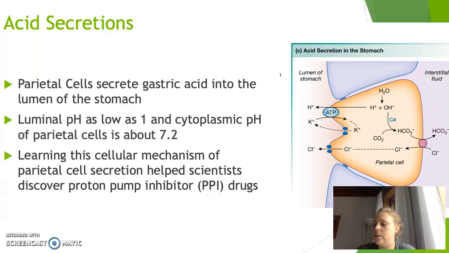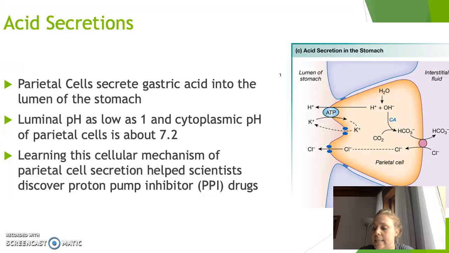So parietal cells, which are deep within the gastric glands, secrete gastric acid into the lumen of the stomach. In fact, acid secretion in the stomach is about 1 to 3 liters per day and can create a luminal pH as low as 1, whereas the cytoplasmic pH of the parietal cells is about 7.2. What this means is the cells are pumping hydrogen against a gradient that can be 1.5 million times more concentrated in the lumen.